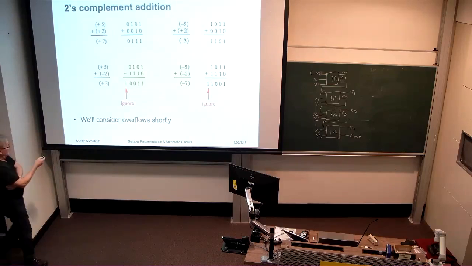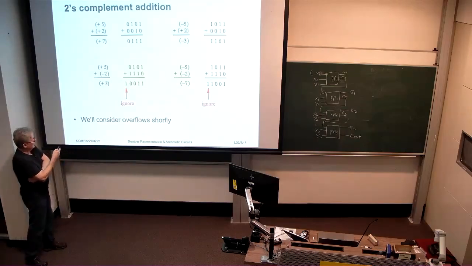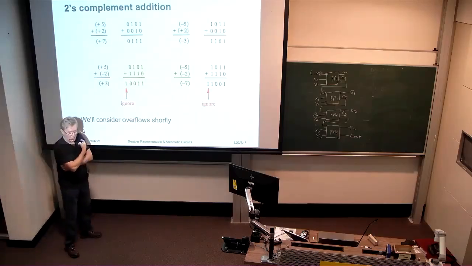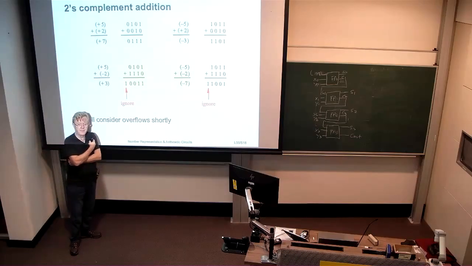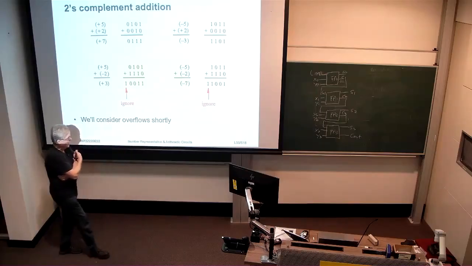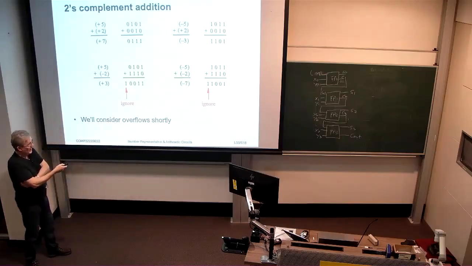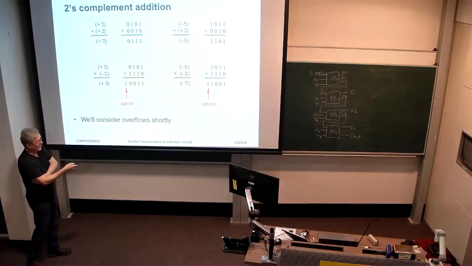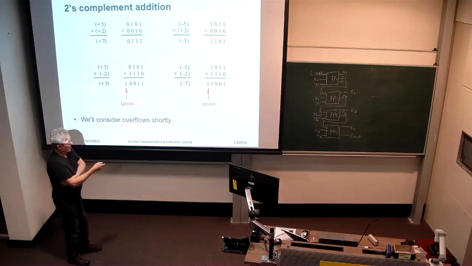Okay? As for adding -2 to +5, well, that's -2. It's just add things together. We do get a carry out, and we can just ignore that. We don't need to worry about it. And if we add -2 to -5, which is these 2 strings being added together, again, we get a carry out, which we can ignore. And the result is 1, 0, 0, 1, which is literally just 1, 1, 1, 0. So that's -7.